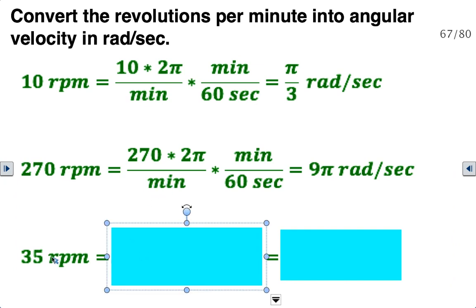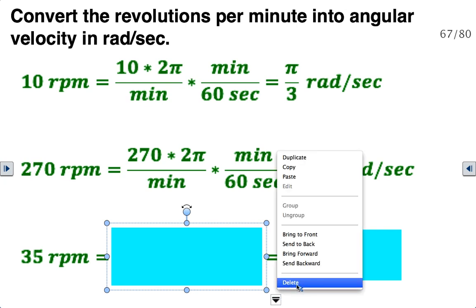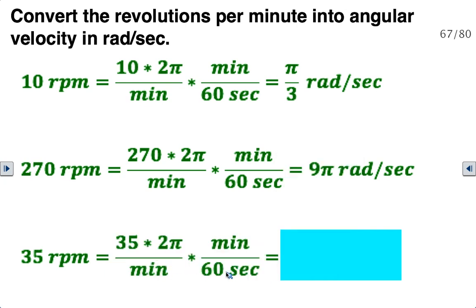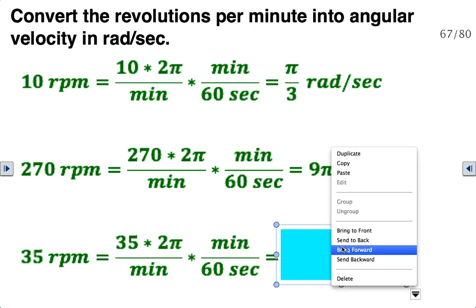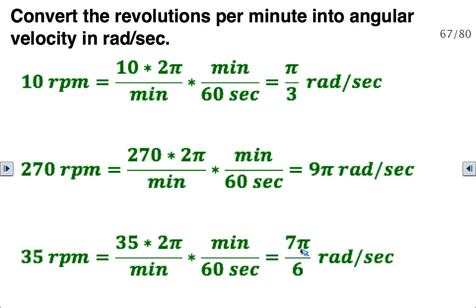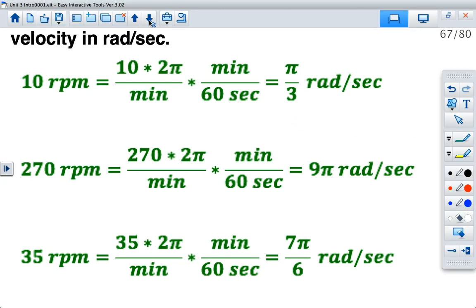And then here's another one, just a different number, 35 revolutions per minute. Multiply it by 2 pi divided by 60. Simplify your fraction. In this case, we get 7 pi over 6 radians per second. So this is how we find our angular velocity if we're given the speed in revolutions per minute. And most of the time you get them in revolutions per minute.